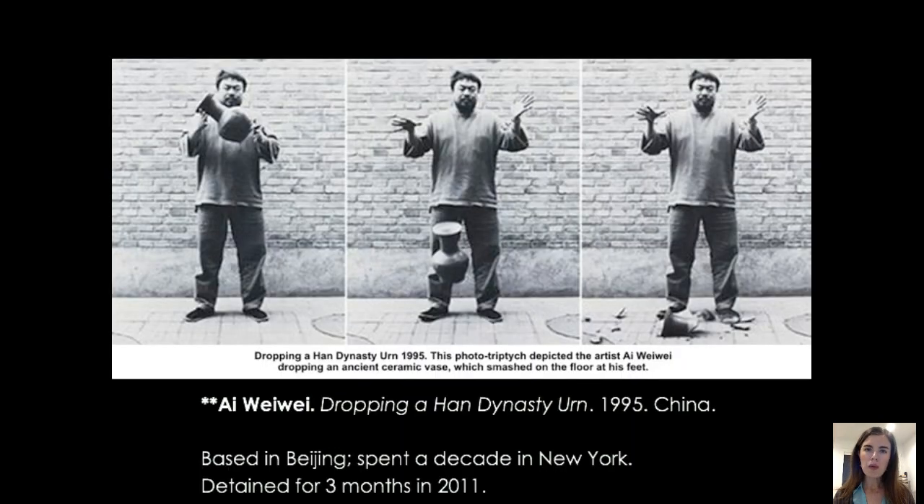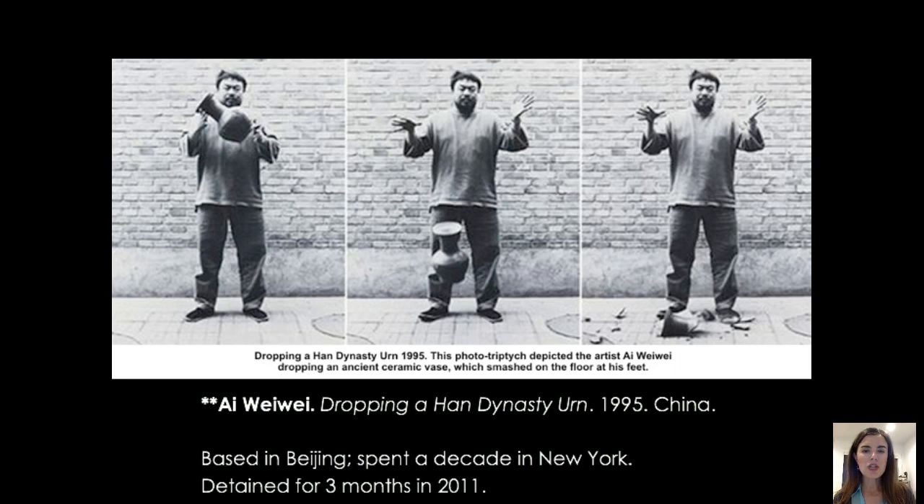Moving on to Ai Weiwei, who's one of the most important contemporary artists in China, who has faced no shortage of criticism and struggle from being censored by the Chinese government. In fact, he was detained for 3 months in 2011, so there was this whole controversy about his passport being taken away. I'm not even sure if his passport has been given back to him yet.